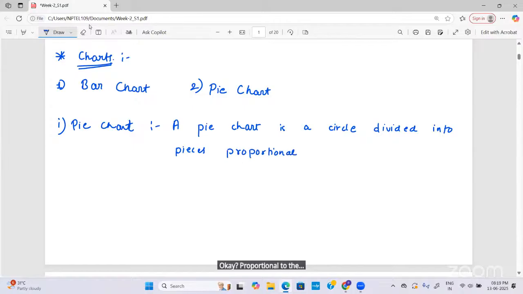Relative frequency. Ma'am, what are tally marks? Is it the binary representation of frequency or what? One minute. Hello. Yes.